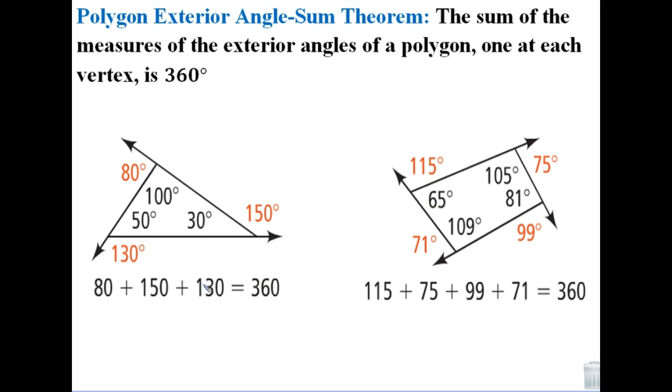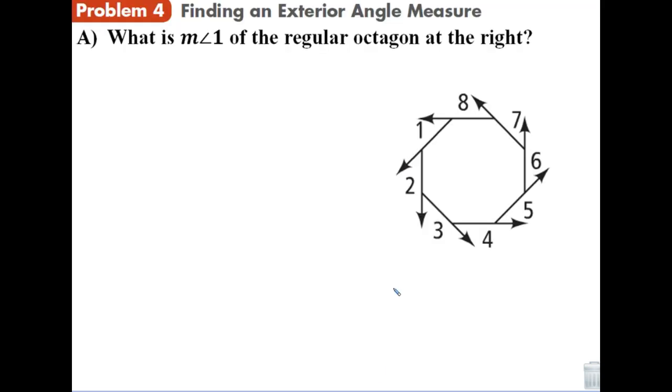Meaning that whether we're talking about a triangle, here's an example, a quadrilateral, here's another example, or any polygon, if I add all the exterior angles together, I'm always going to get 360. So let's use that theorem. Problem 4, part A says, what is the measure of angle 1 of the regular octagon at the right?